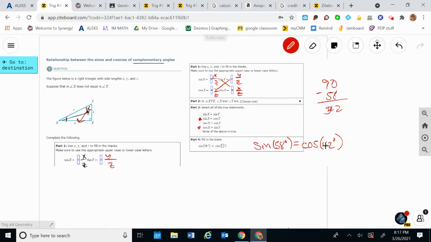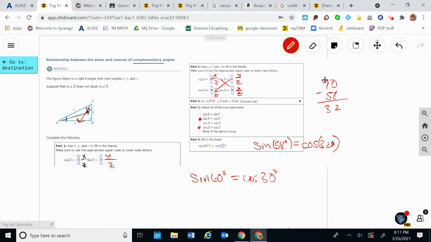That's not right. 32. Okay, 32. Cosine of 32 degrees. There we go. And that's always the case. So the sine of 60 is equal to the cosine of 30, because 30 and 60 add up to 90. That's just the way it is, okay?